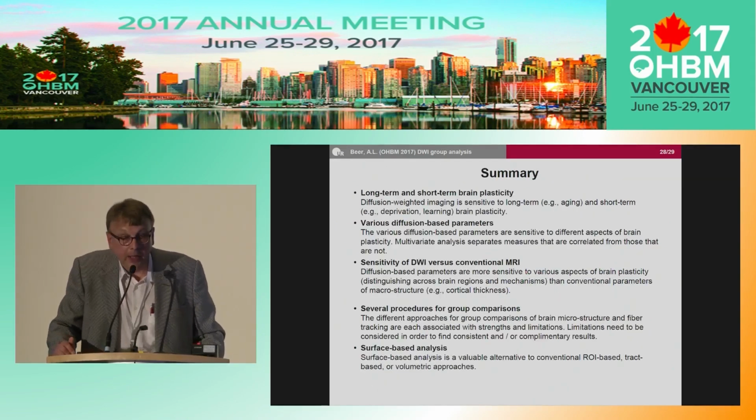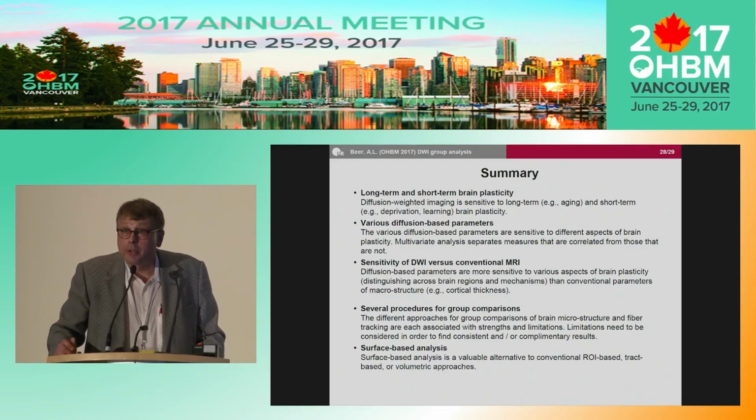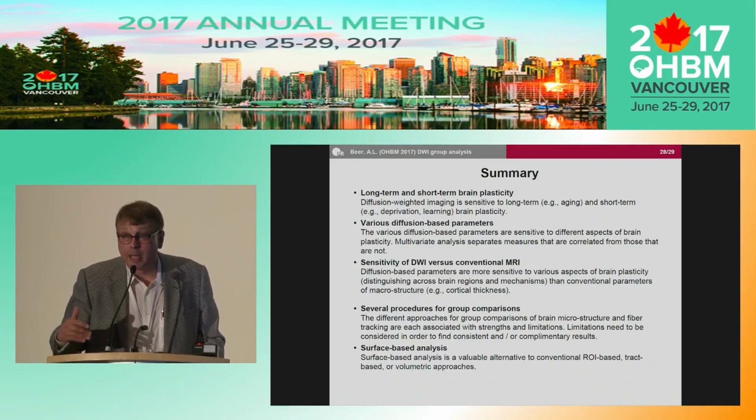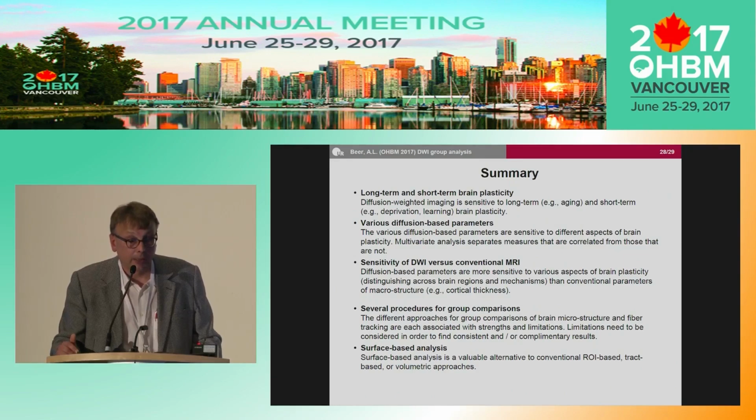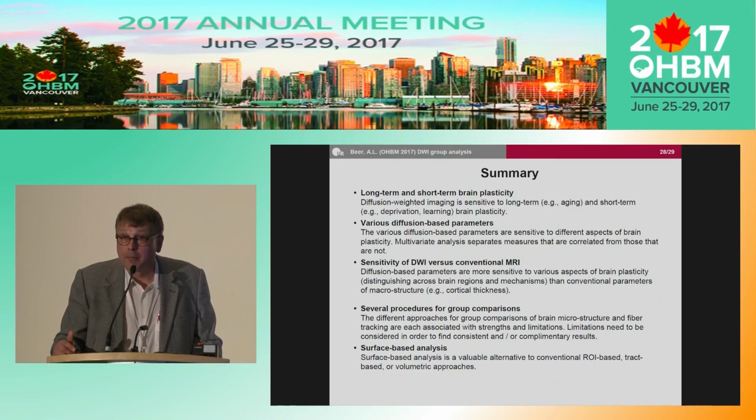Well, I'd like to finish now. I hope I could demonstrate that with diffusion analysis you see changes in brain plasticity, short-term and long-term, that the different diffusion properties, diffusion parameters are useful, and that diffusion-weighted imaging is more sensitive than conventional MRI. But primarily I wanted to show you an overview of the several procedures for group comparisons that you could use. It depends on your exact study question which is the best choice for you, but be aware of the advantages and limitations of these approaches. And finally, I hope I could convince you that a surface-based analysis could be a good alternative for your study. Thank you.